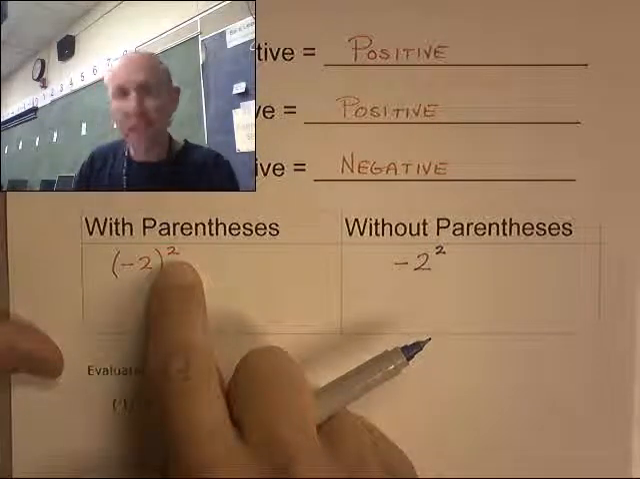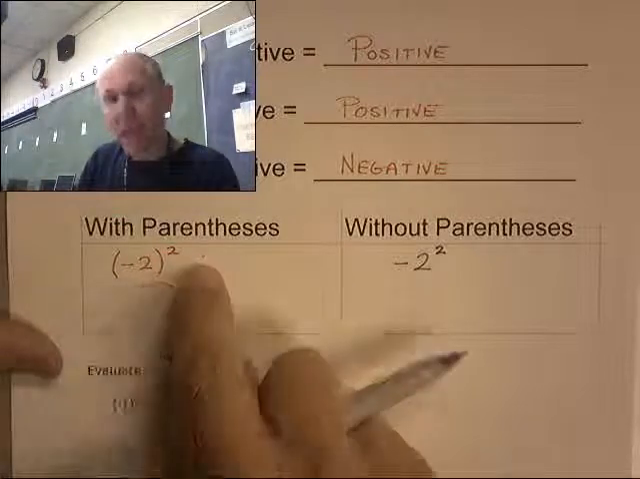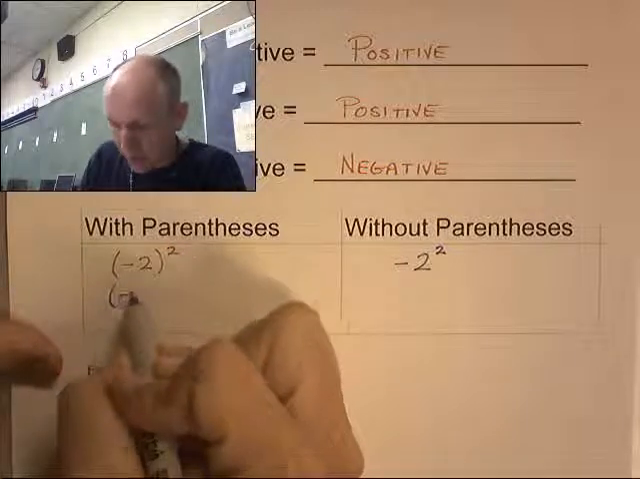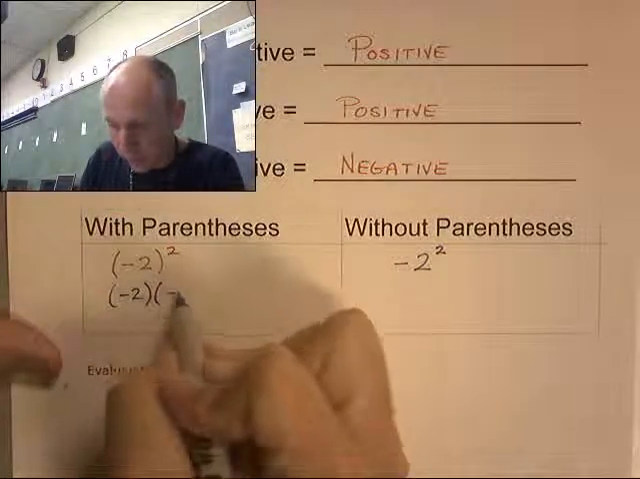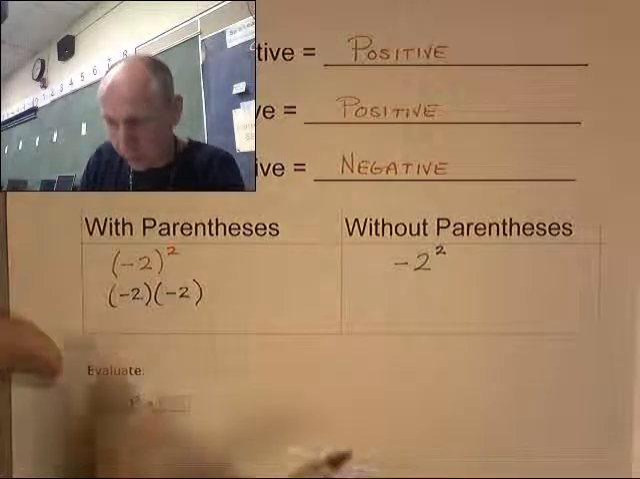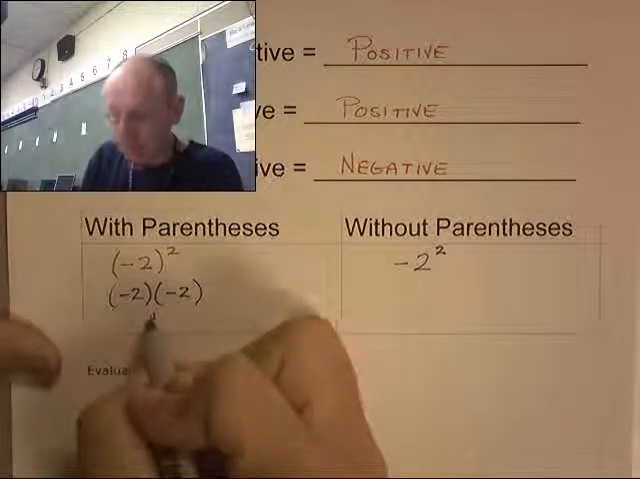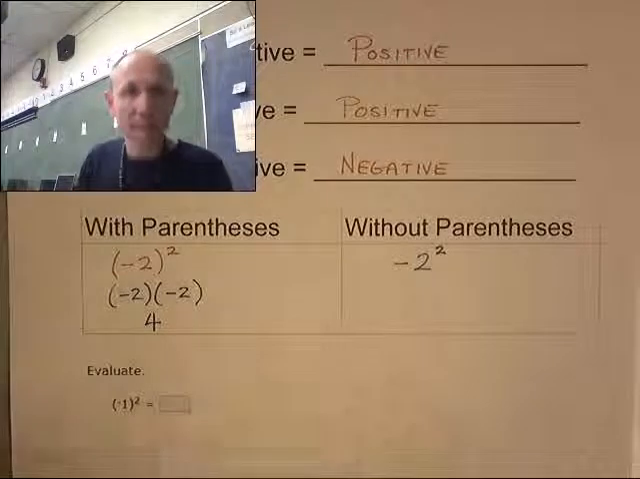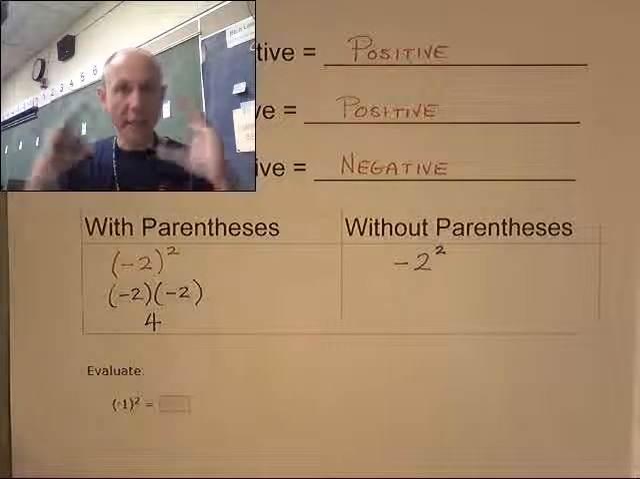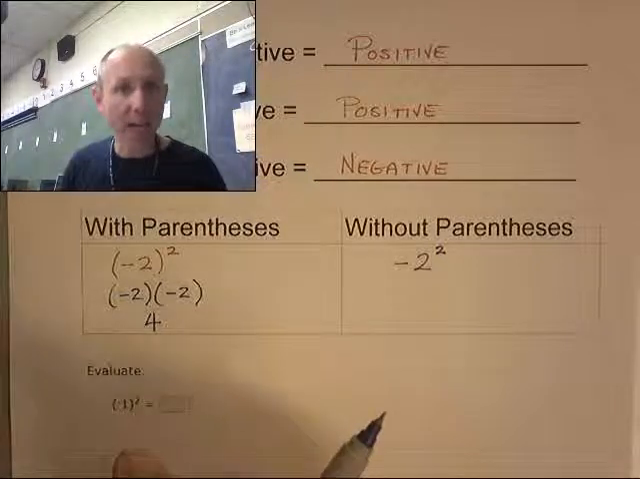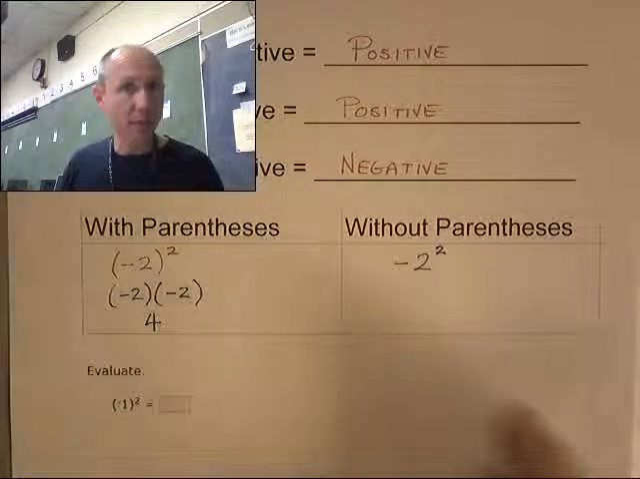Now, here's the thing. The exponent is telling me to write the base out how many times? 2 times. I need to write this out. Negative 2 times negative 2. Negative 2 times negative 2 is a positive 4. The parentheses, that group, gets written out 2 times. If I have parentheses, write out the parentheses 2 times.